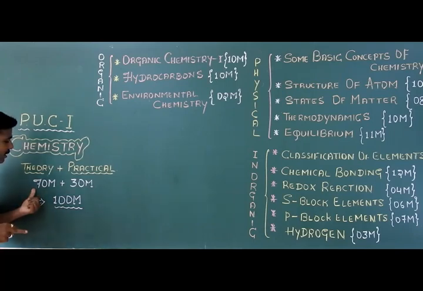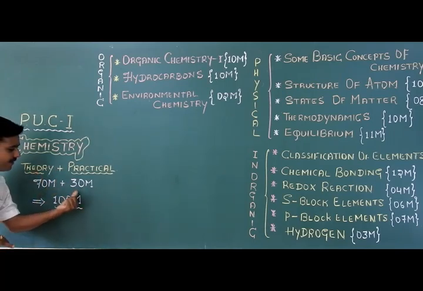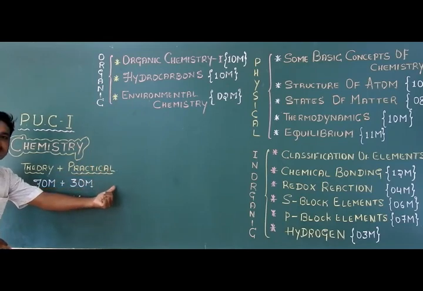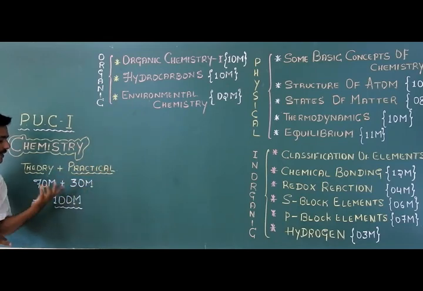Okay, so 70 marks for the theory examination and 30 marks for the practical examination. 70 plus 30, so the total is 100 marks.